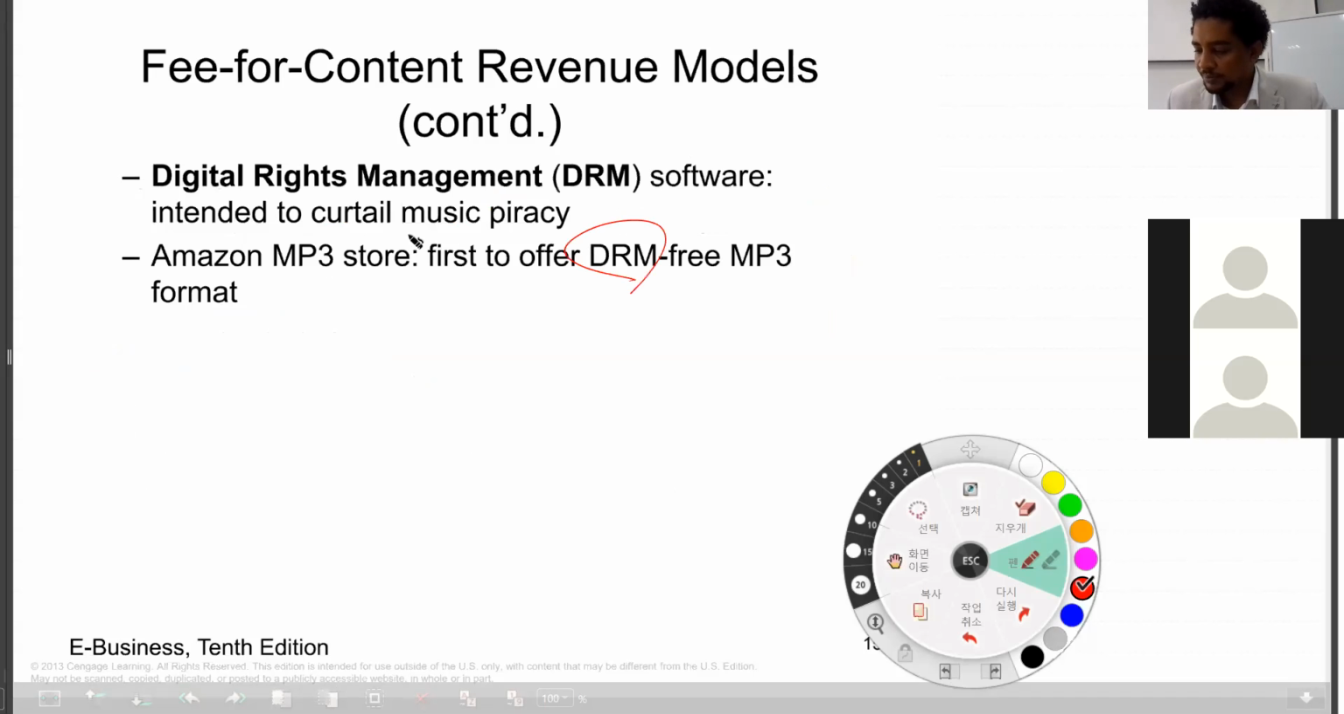So this is to prevent piracy of music. Anyways, because the intellectual property right of music is very easy to violate, right? Because you can copy from one computer to the other very easily. And the technology to keep it from being copied from one device to the other is very complicated. So it's very vulnerable to piracy. But the Amazon MP3 store was the first to offer this digital rights management software so that they can protect their music from piracy.